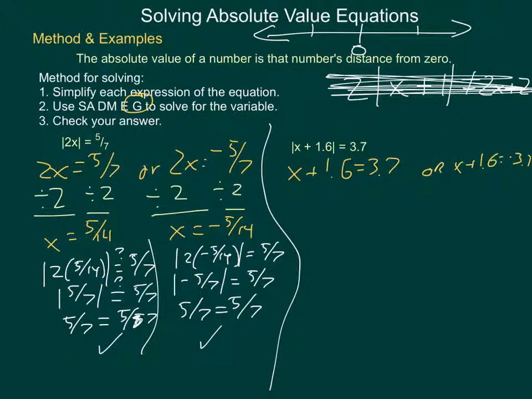Solving the left-hand equation, I'm going to subtract the 1 6/10 from both sides, giving me x equaling 2 1/10. The right-hand equation, I'm also going to subtract 1 6/10.